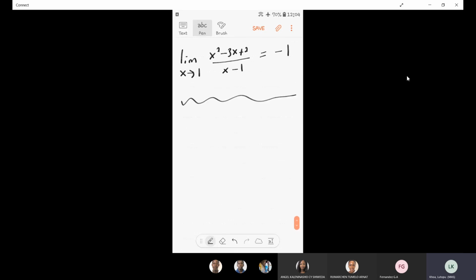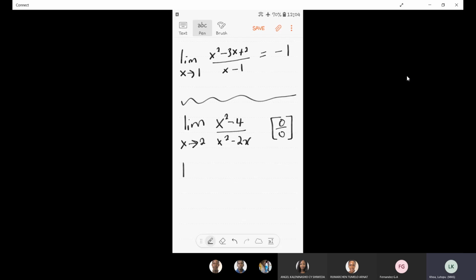Another one, limit as x approaches 2 of x squared minus 4 over x squared minus 2x. So if you substitute 2 in there, you will see that this is of the form 0 over 0. So substituting directly at the beginning doesn't work. We will have to simplify. We do that by factorizing.